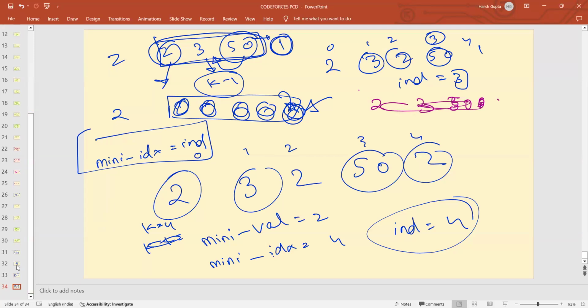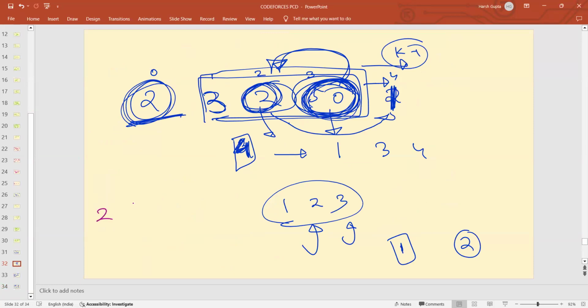Let's suppose the sequence was something like this: 2, 3, 50, 2, 1. Now if I tell you that you want to choose 3 elements towards the right of 2 and you chose these 3 elements, and the minimum of all these 3 is the last element that you are choosing, you can't get a better answer from this. There is no better answer from this.